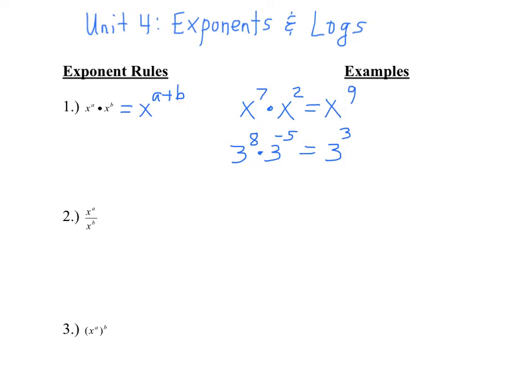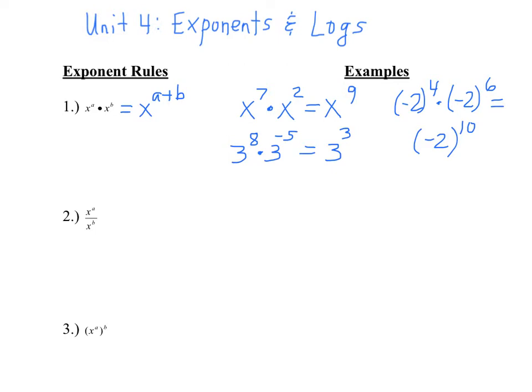Something like negative 2 to the 4th times negative 2 to the 6th. That's going to give us negative 2 to the 10th. Again, keep the base the same and add your powers. Okay? Moving on to the next rule.